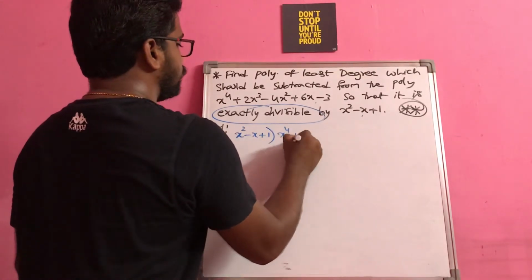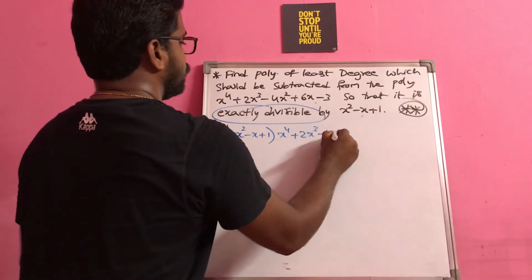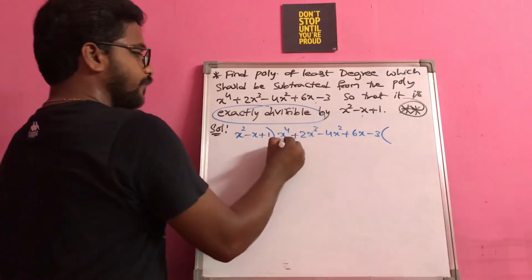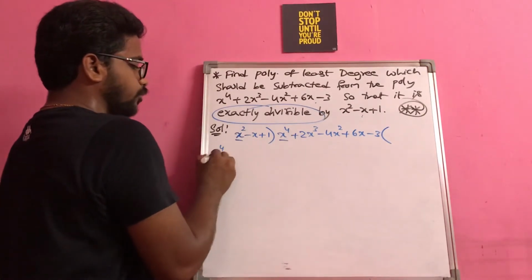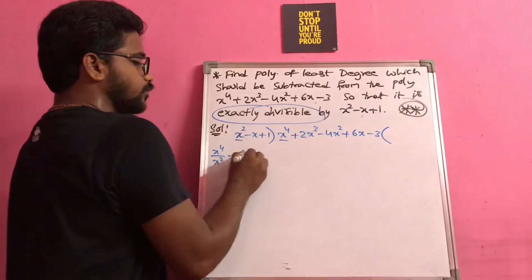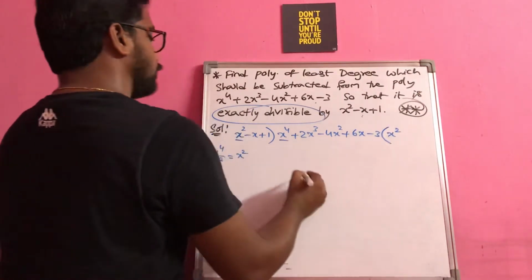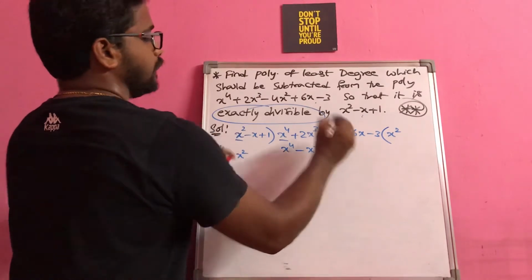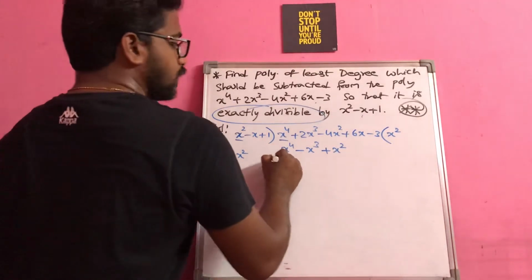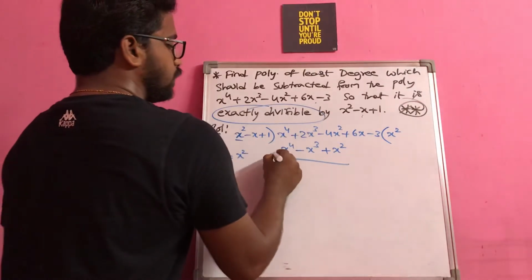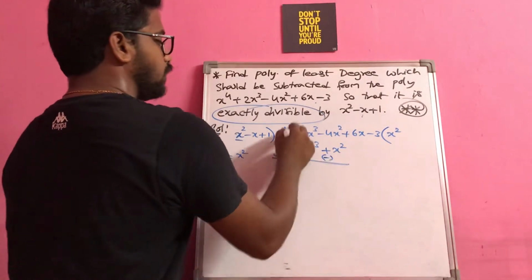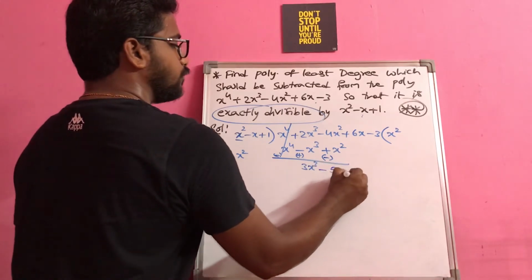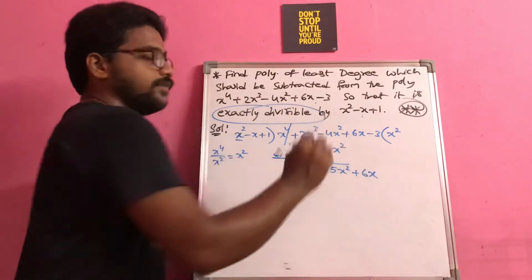This is x power 4 plus 2x cube minus 4x square plus 6x minus 3. Again, divide the first terms, x power 4 by x square, which will give you x square. So the first term is x square. Multiply: x power 4 minus x cube plus x square. Now if you do the subtraction part here, symbols will change. These two will get cancelled. This will become 3x cube minus 5x square plus 6x.